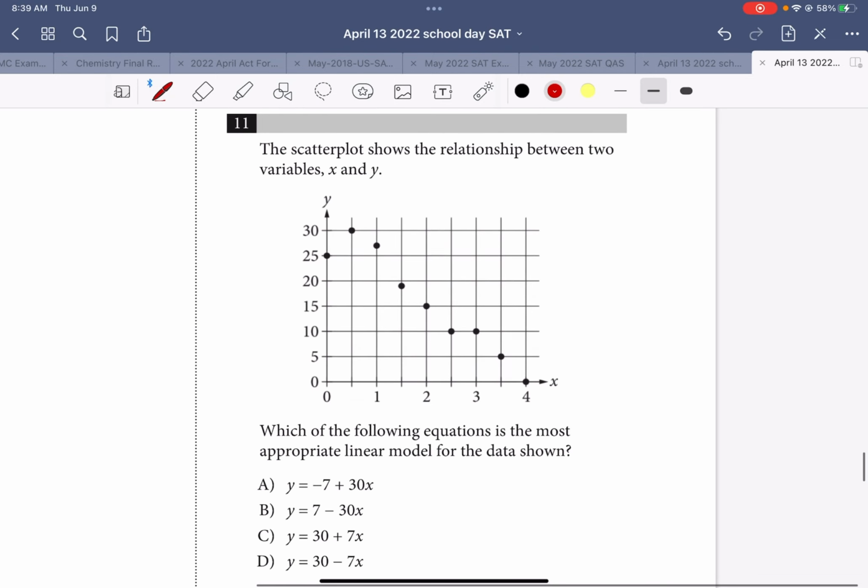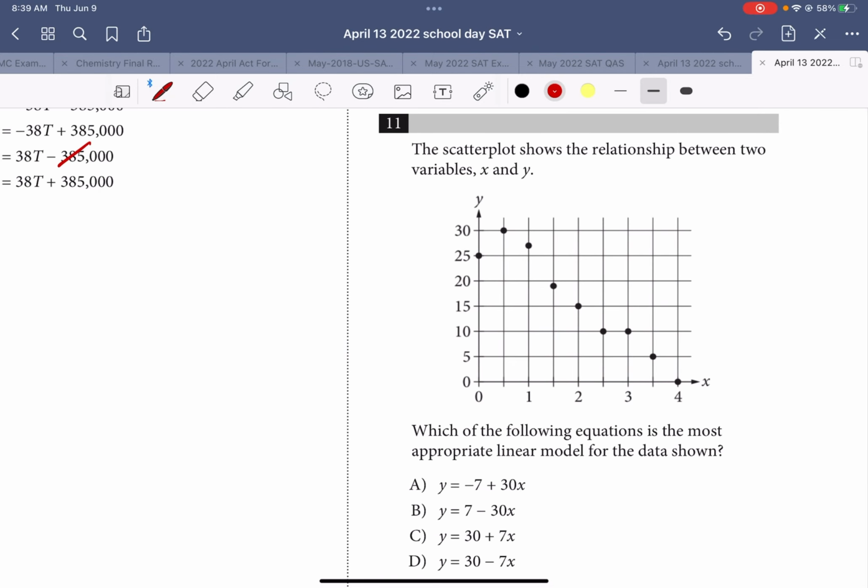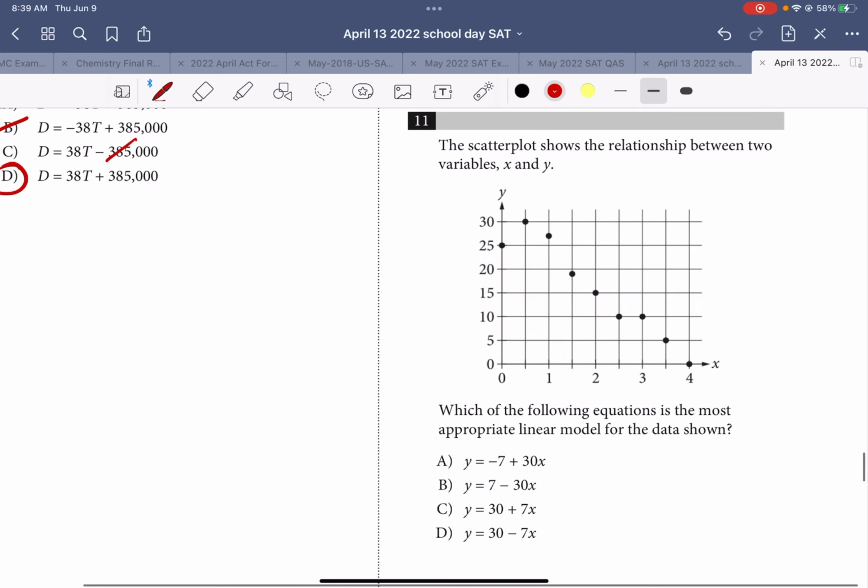Number 11, the scatter plot shows the relationship between two variables x and y. Okay, so this is also a best fitting line equation. Since this one is going down, it should have a negative slope. So not this. The answer should be either B or D. Your y-intercept is not like 7, it should be around 30. So answer D. Okay.